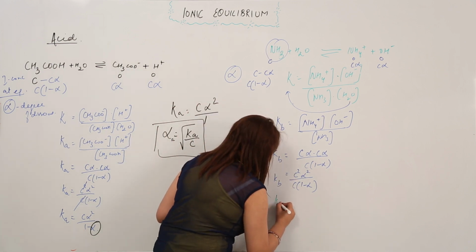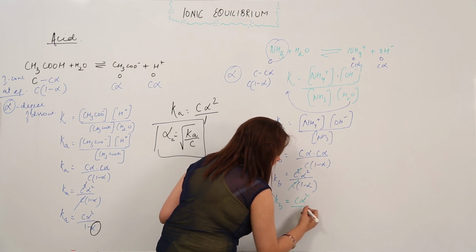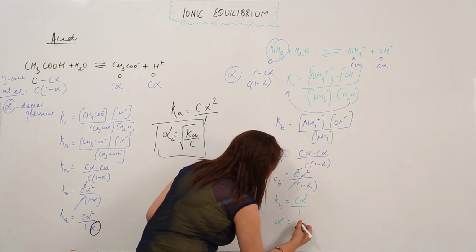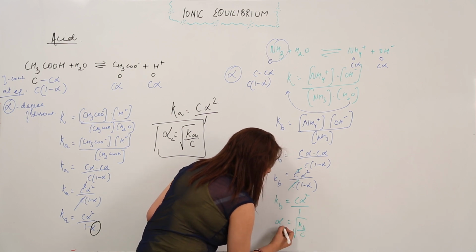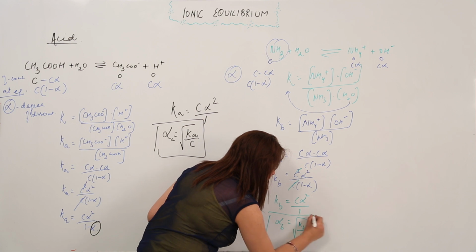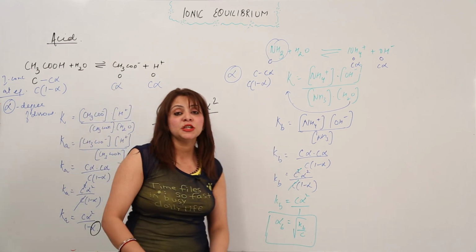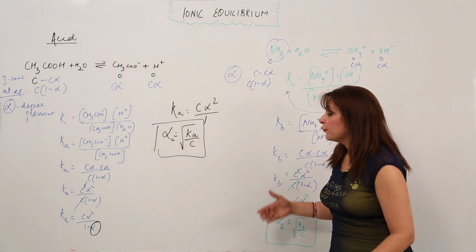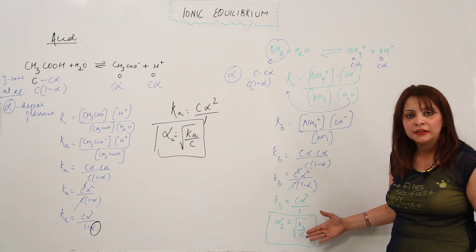So what do we have now? It is C alpha square upon 1, and alpha comes out to be the square root of Kb upon C, and it is again for a base, so I am writing the subscript B for alpha. So this is the expression for calculating the strength of an acid and the strength of a base, right?